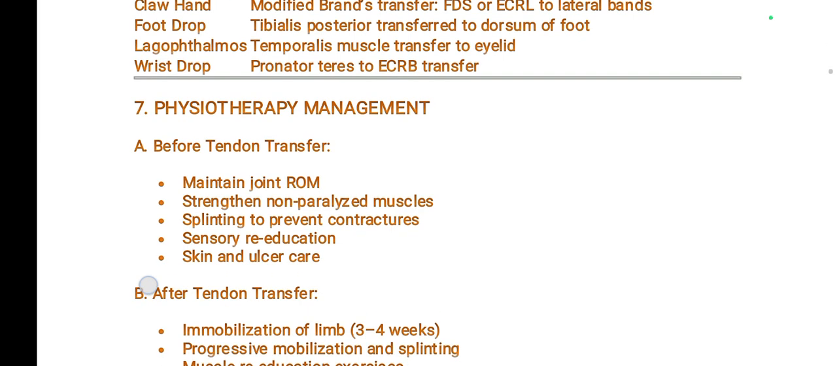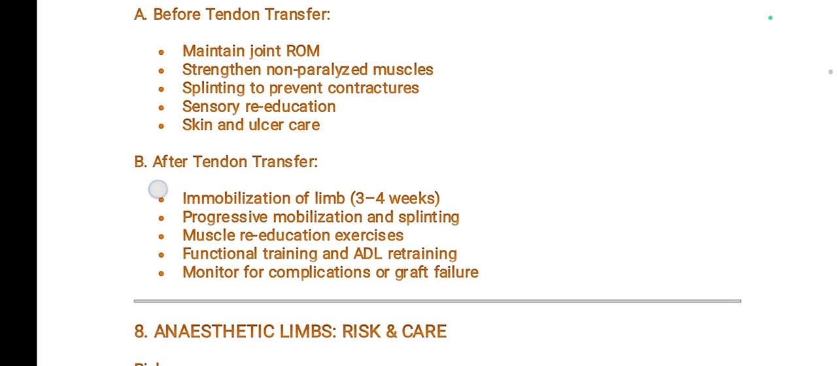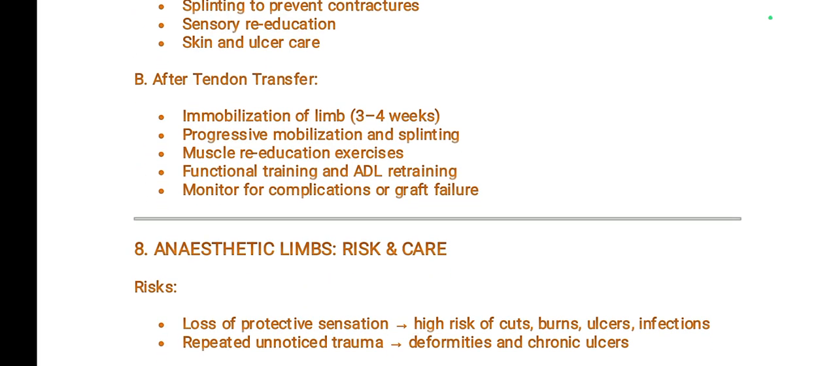Physiotherapy management: before tendon transfer and after tendon transfer. Before tendon transfer: maintain joint range of motion, strengthen non-paralyzed muscles, splinting to prevent contractures, sensory re-education, skin and ulcer care. After tendon transfer: immobilization of the limb for 3 to 4 weeks, then progressive mobilization and splinting. Muscle re-education exercises, functional training and ADL retraining. Monitor for complications or graft failure.